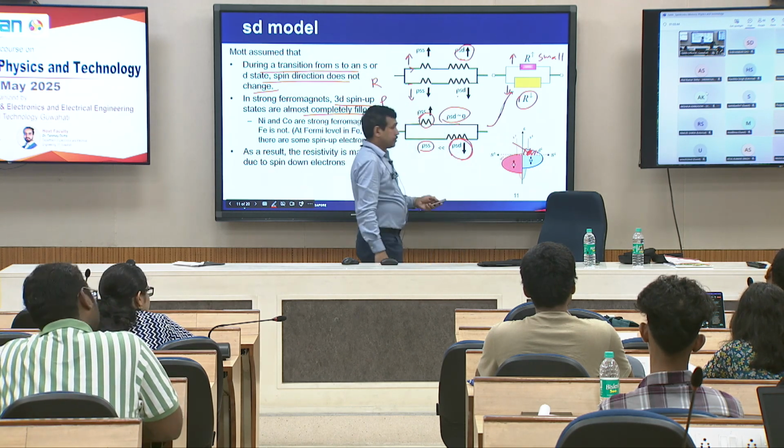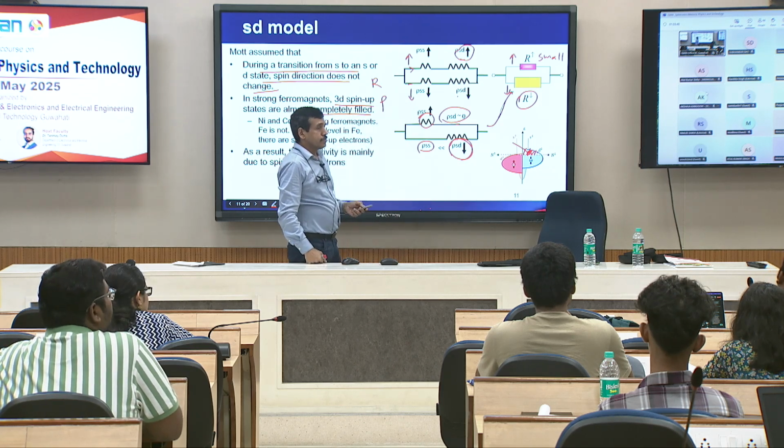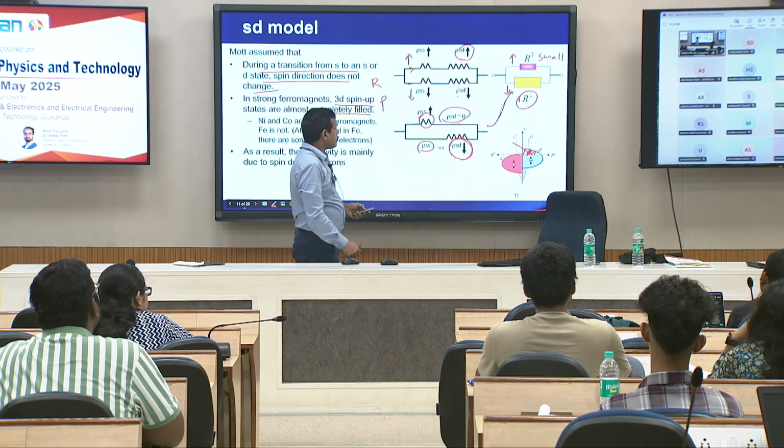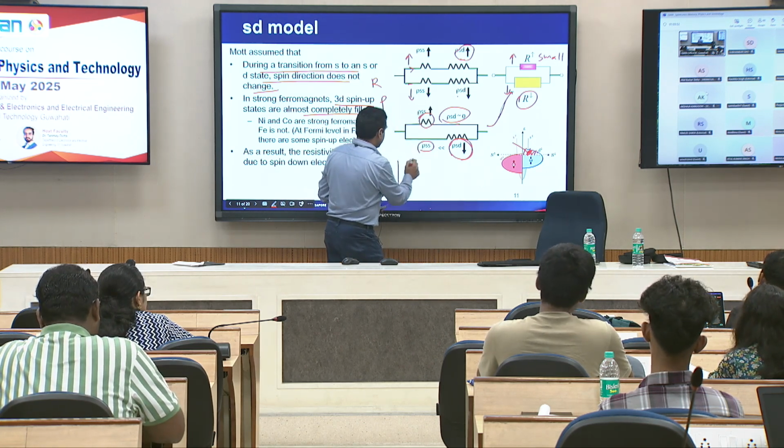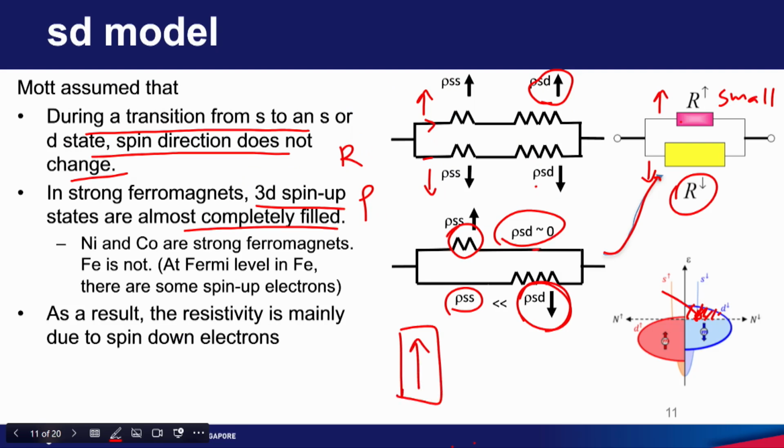If I am passing a current through this, then majority will be down and the minority will be up. No, majority means, let us say you have a layer with a magnetization like this. Majority is this. But for up spin there is no density of states available. Yeah, up spin does not get scattered much.